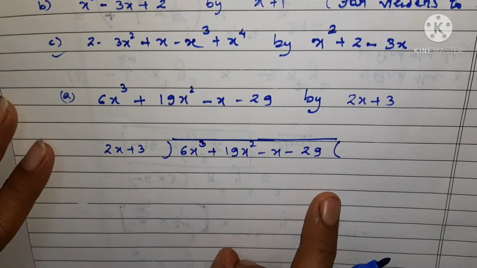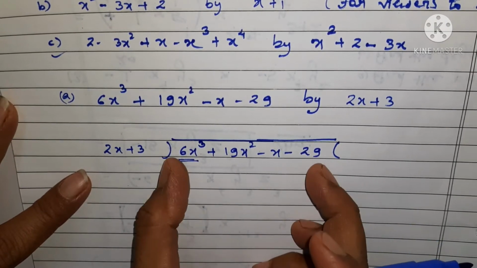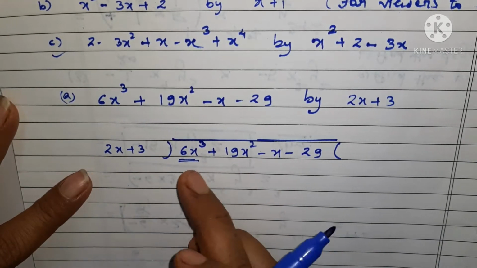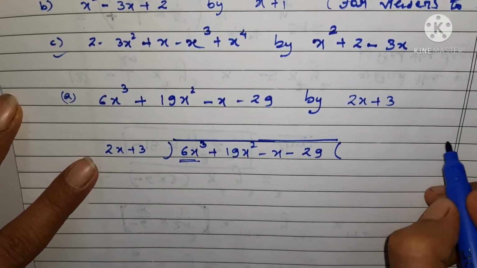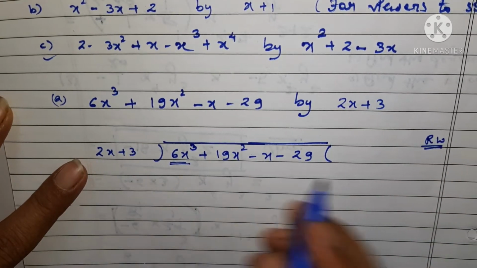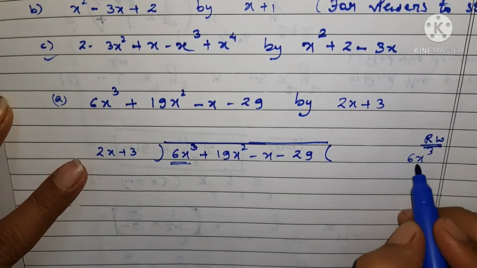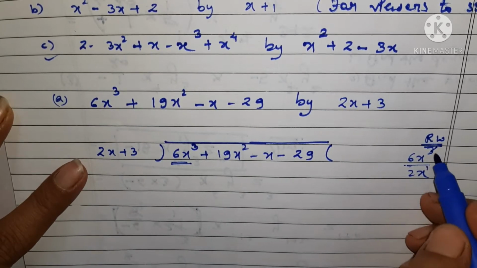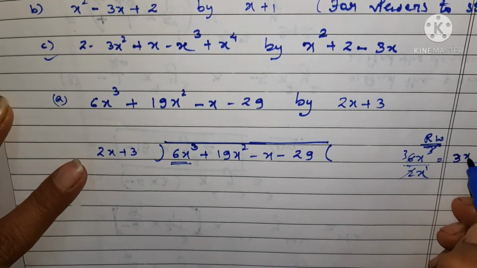Now, during this division process, what is the first step? You have to take the first term of the dividend. This portion is the dividend, and this is the divisor. The first term of the dividend is to be divided by the first term of the divisor. You can do it in rough work. You simply do 6x cube upon 2x, where x cancels out with the power, so 3 cancels with this power, and 6 divided by 2 gives 3. So it is going to give you 3x square.